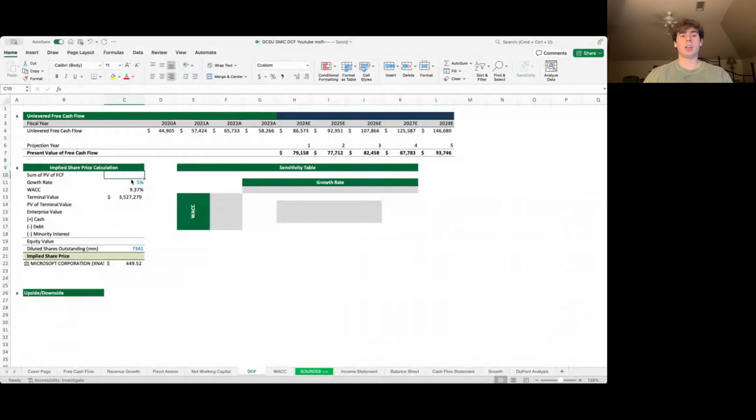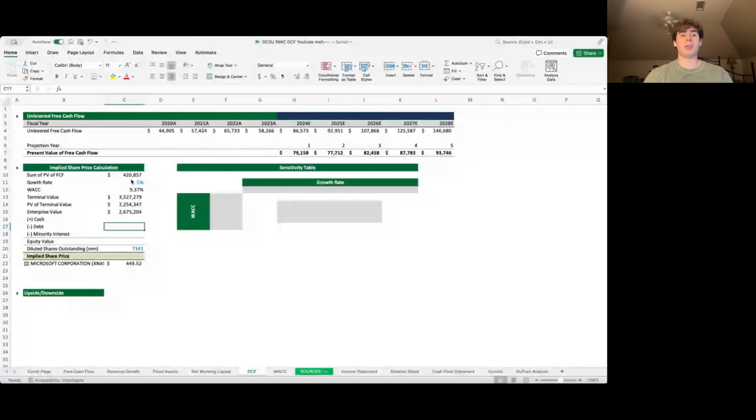Next, we're going to take a sum of all these free cash flows, so equals sum. Shift right. Now we're going to take the present value of the terminal value. We do a similar formula, it's just you take the terminal value, divide by 1 plus the discount rate to the power of the last year's projected free cash flow. So that's the only difference there. To solve for the company's enterprise value, you just sum up the present value of the free cash flows plus the present value of the terminal value.